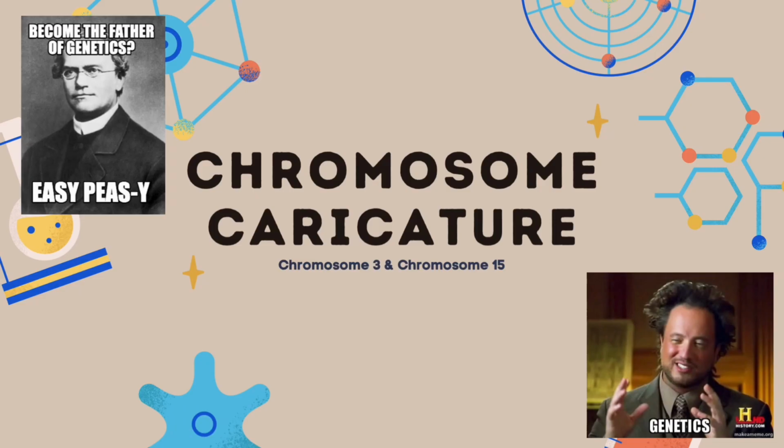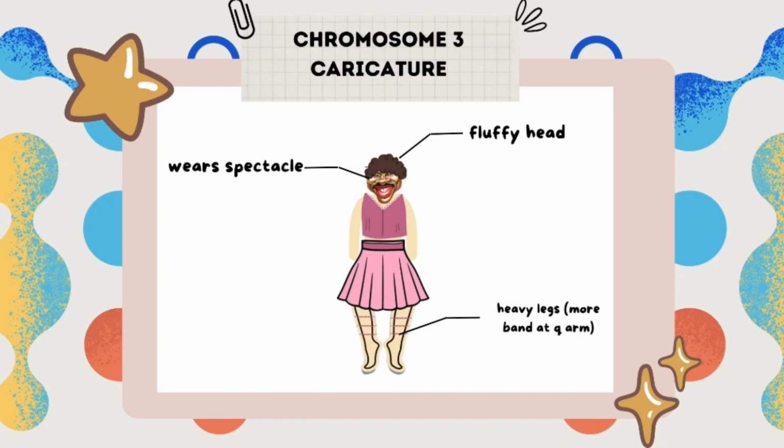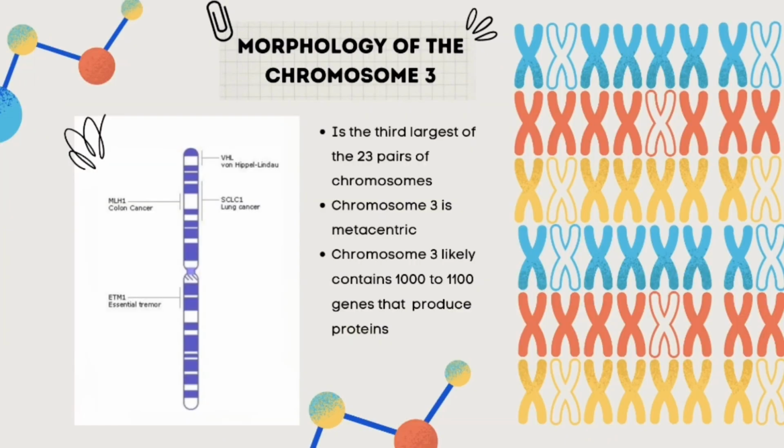Next, we move to chromosome 3. This is our caricature for chromosome 3. As we can see, it has a fluffy head, it wears spectacles and has heavy legs as it has more bend at the Q arm. Next, we move to the morphology of chromosome 3.